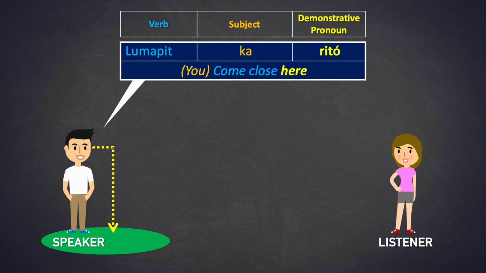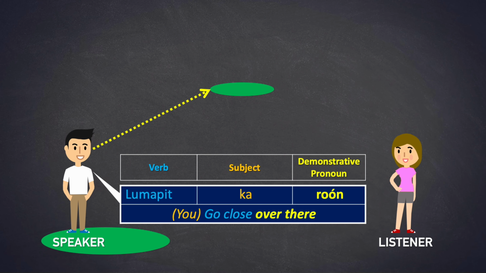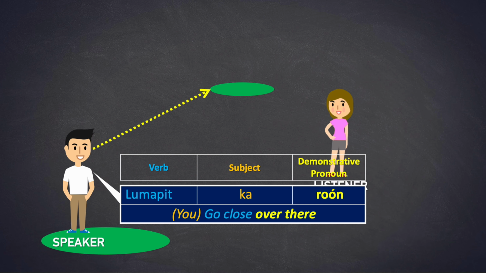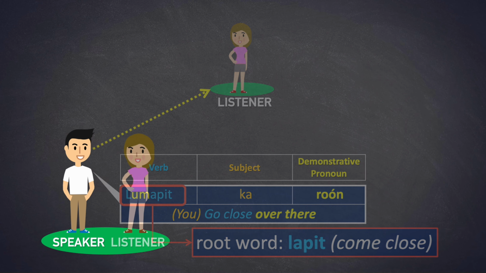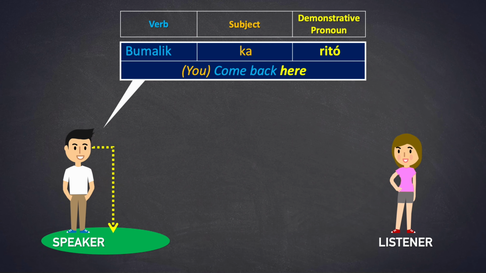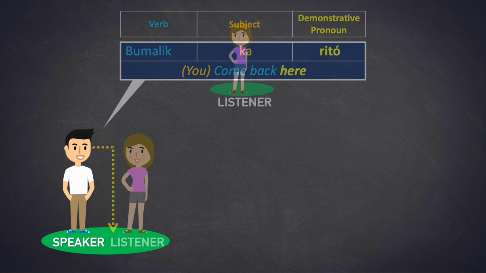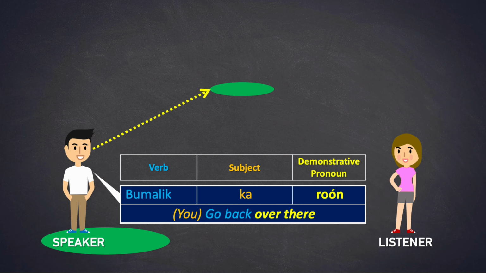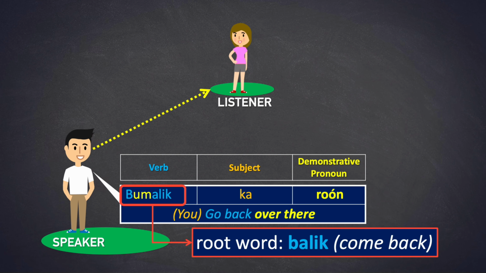Lumapit ka rito. Come close here. Lumapit ka roon. Go close over there. Lumapit is from the root word lapit, come close. Bumalik ka rito, come back here. Bumalik ka roon, go back over there. Bumalik is from the root word balik, to return or to come back.